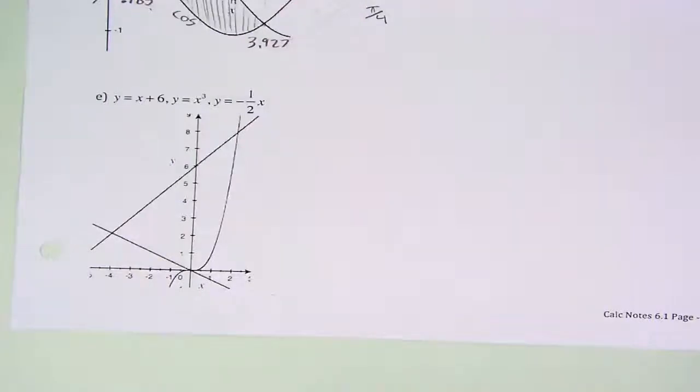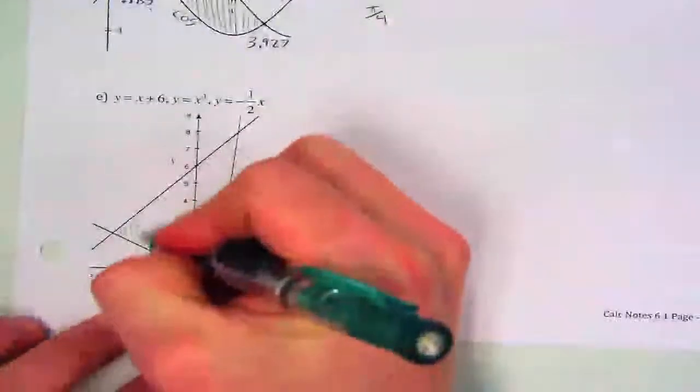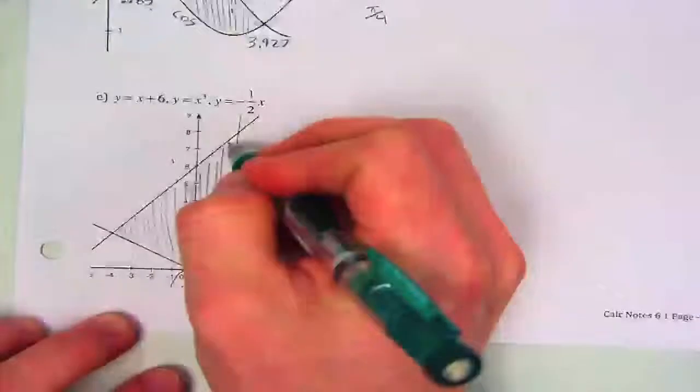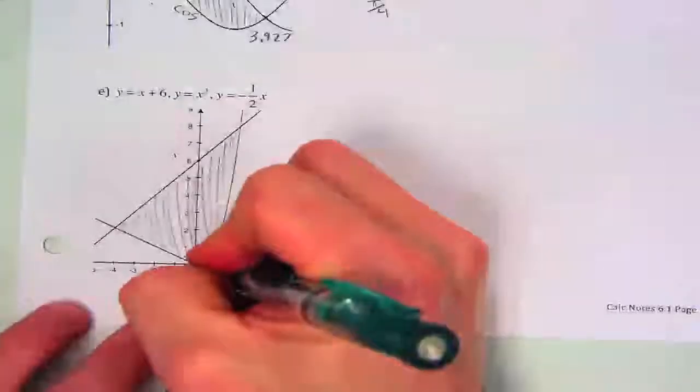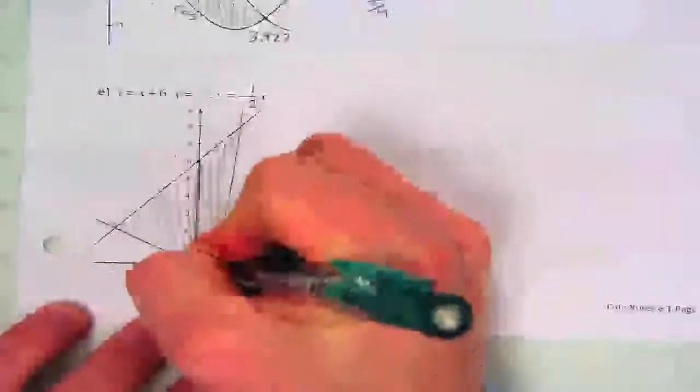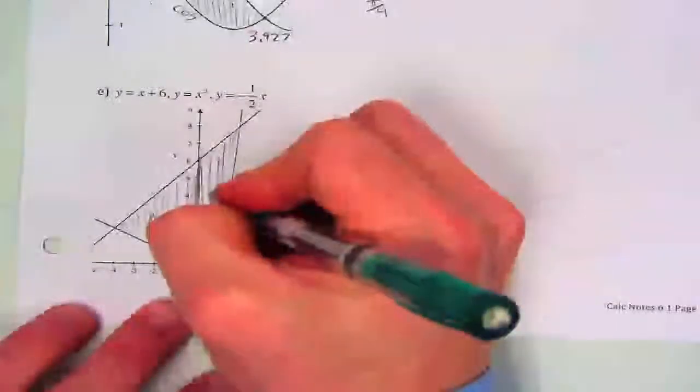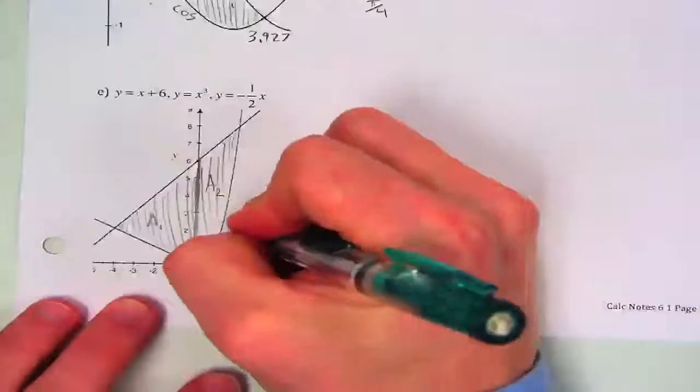So here we want to find the area bounded by 3 functions. And so we're going to find this area right in here. All right. And so we are going to do this by splitting it up again. We're going to split it up right on the y-axis. Get our first region, and then our second region. And I'm going to go ahead and just label the curves here. This one's x cubed. This one's negative 1/2 x. And then this one's x plus 6.